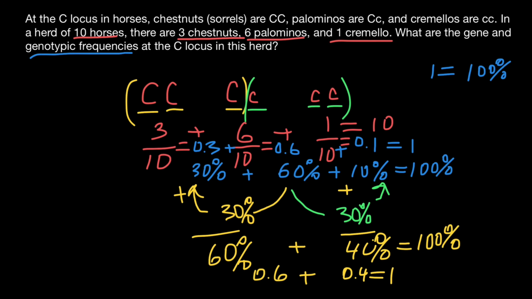So we have found an answer to the first question: what are the allelic frequencies? The frequency of the dominant allele C is 0.6 or 60%, and the frequency of the recessive allele c is 0.4 or 40%.